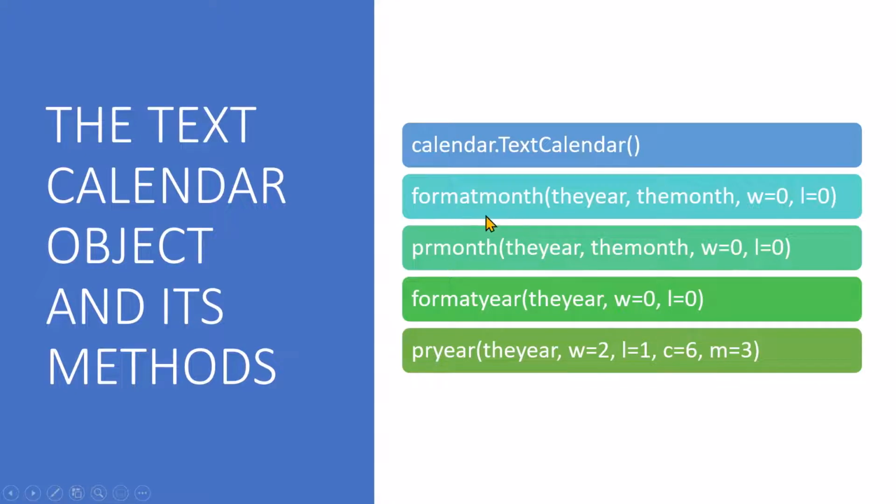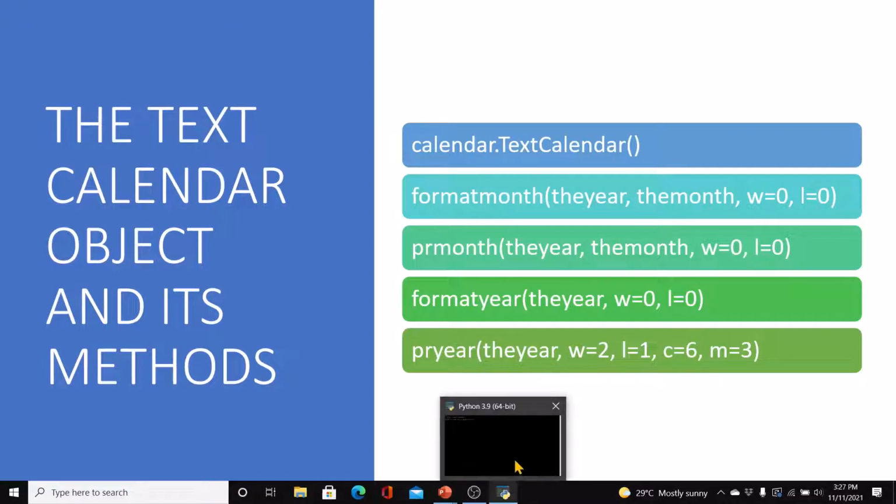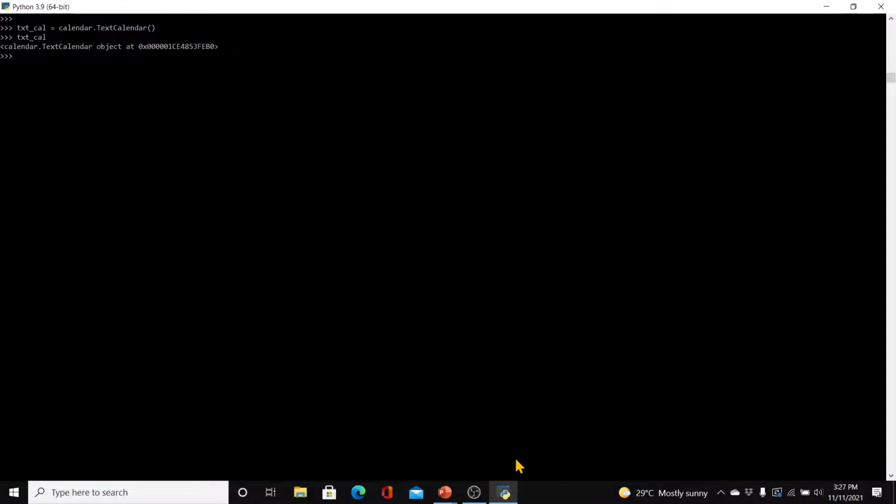So we have format month, PR month. Let's look at those two first. These are going to give us the calendar for the month. So we go to format month first. So ctext equal to text cal dot format month, and here we need to say the year equal to 2021, the month equal to 12.